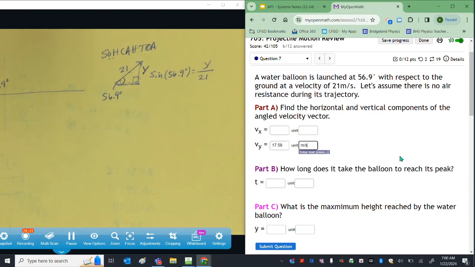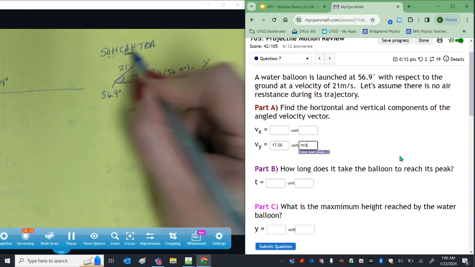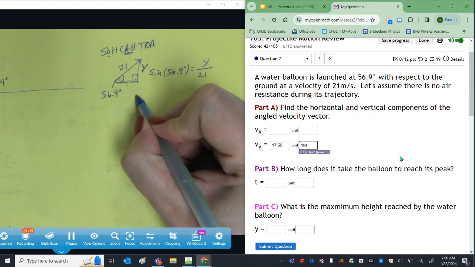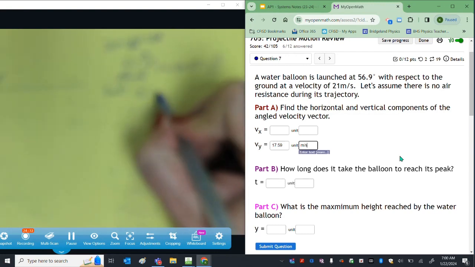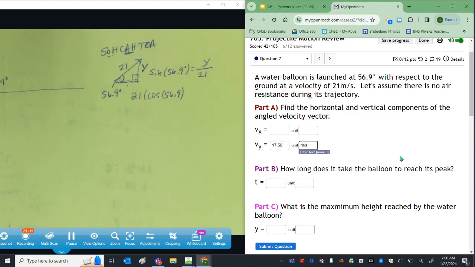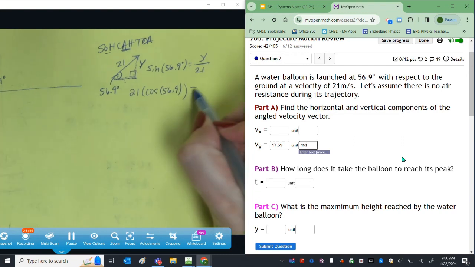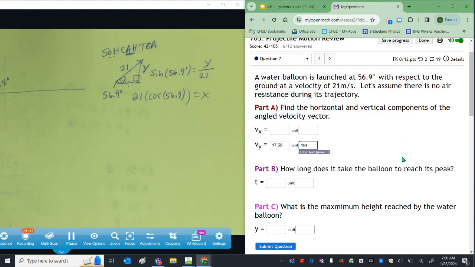I'm going to do the same thing for this side. This side, though, is adjacent to my angle. Adjacent and hypotenuse shows up here in cosine. And so I'm going to have 21 cosine 56.9. And that's going to give me the x component of this. So 21 cosine 56.9 is 11.47 for the x component.